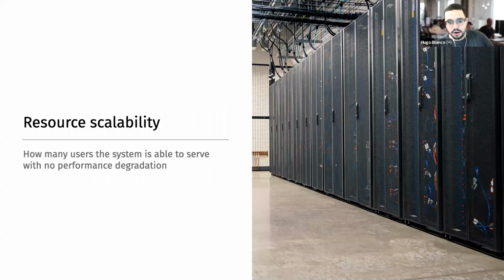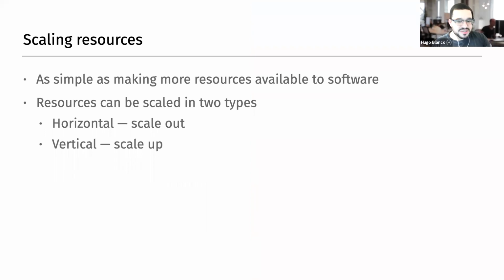And the first part of scalability: this is not something academic. There's no consensus about all types of scalability, so it's more based on my experience and the problems I faced. With resource scalability, we have to understand how many users the system is able to serve with no performance degradation. And how do we scale resources? Just by making more resources available to the software. That's just that. We can scale resources in two types.